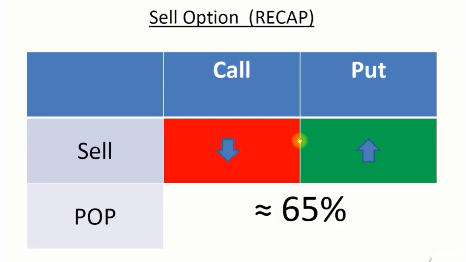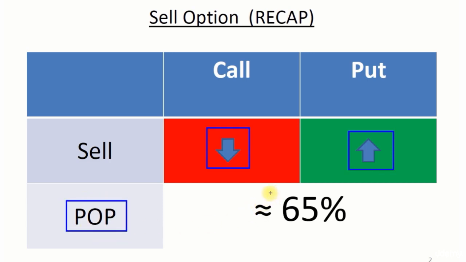I like to first recap a few of the important things we're going to need to know moving forward, just kind of a quick refresher. We learned about selling options, right? We sell a call if we believe the stock is going down, and we sell a put if we believe the stock is going up. And in exchange for selling options, we get this much higher POP, our chance of making money on the trade. On average, when we sell options, we're going to have about a 65% chance of making money.